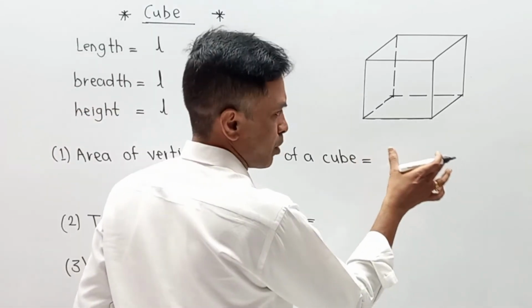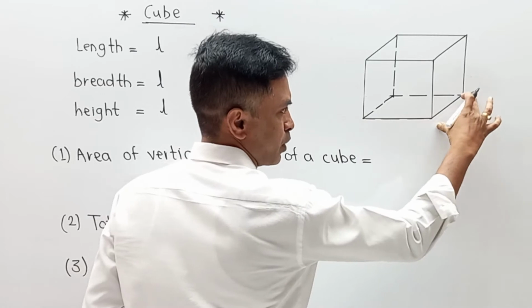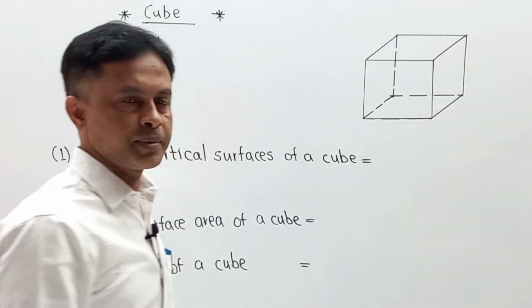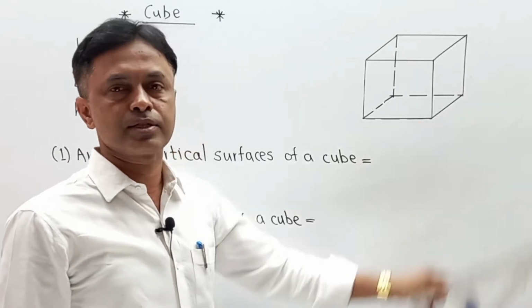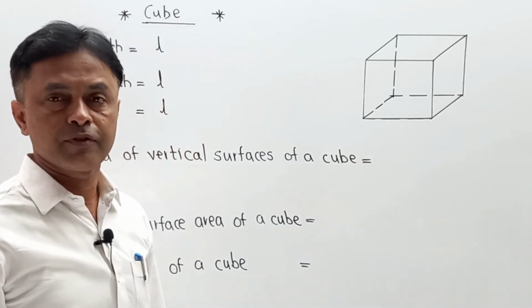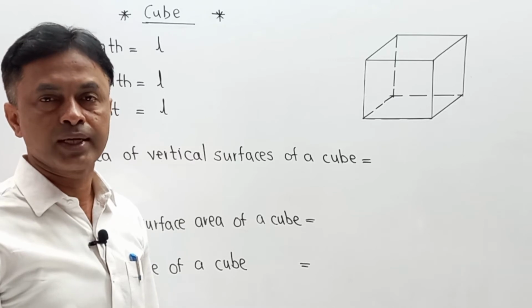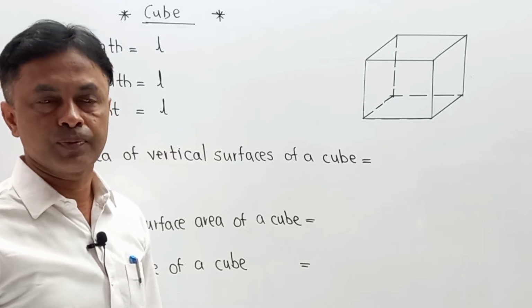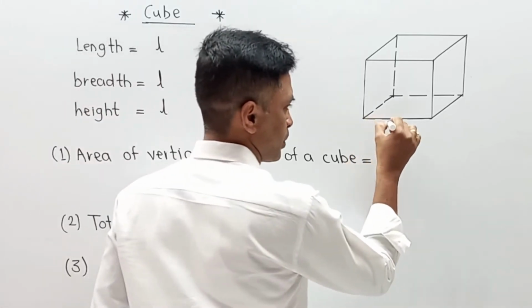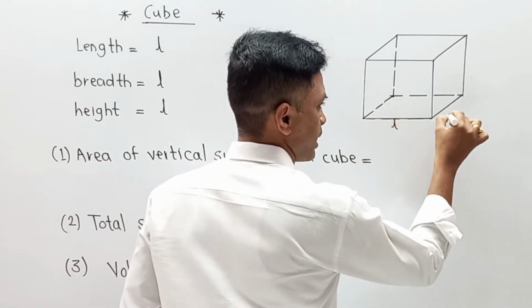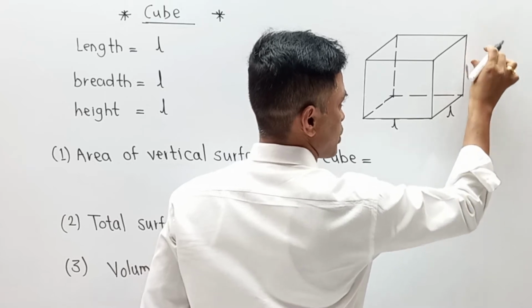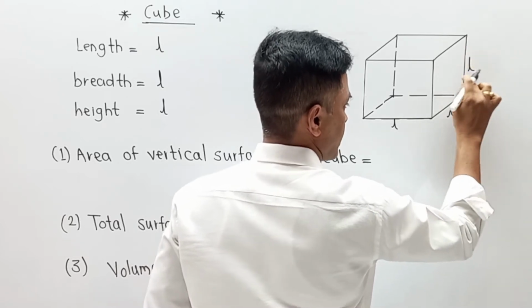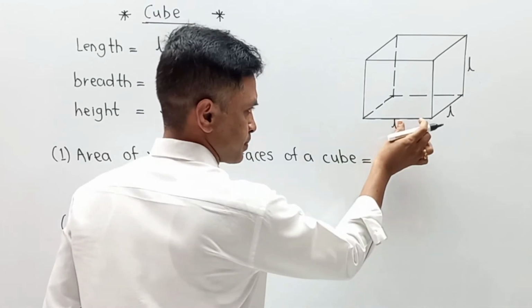It is a geometry where length equals breadth equals height. If I say length is 10 centimeter, then breadth is also 10 centimeter and height is also 10 centimeter. If length equals breadth equals height, then such a diagram is called a cube. So in the diagram I am going to indicate length as L, breadth as L and height as L. All are equal in length.